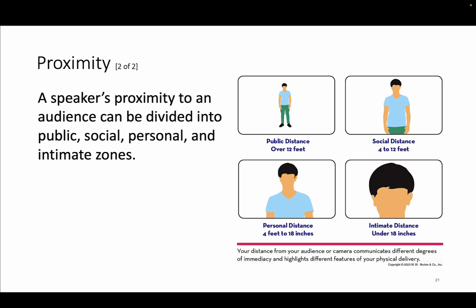So public distance, this would be like a very large gathering, like a rally or a graduation, where it's not very personal and there's distance between you and the speaker. Social distance would be like being at a party or like being in a classroom like ours. Personal distance is hanging out with friends, and intimate distance is very personal. Anyway, the feeling of immediacy is different at all these levels.